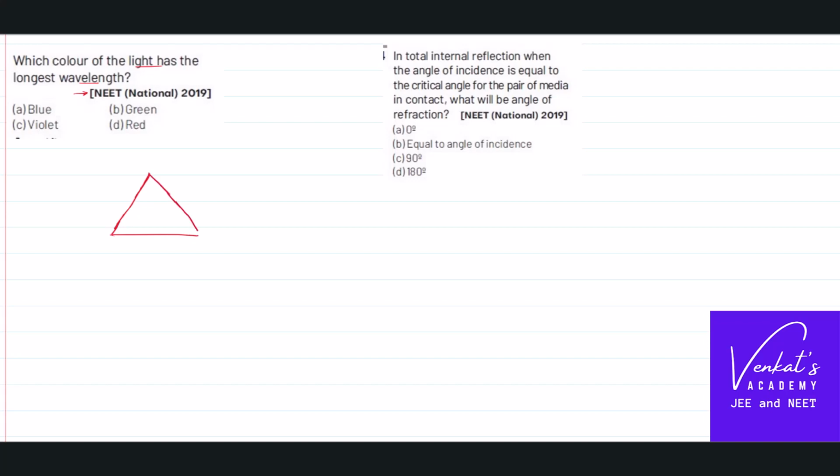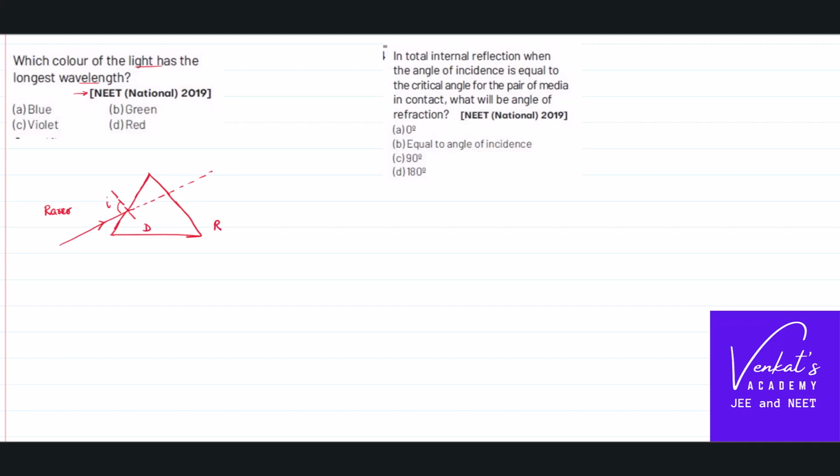When you pass a white light onto the prism, this is the angle of incidence with the normal. If there were no glass prism, it would have gone like this in a dotted path, but there is a change of medium. Air is a rarer medium, this is a denser medium, and this is again a rarer medium.